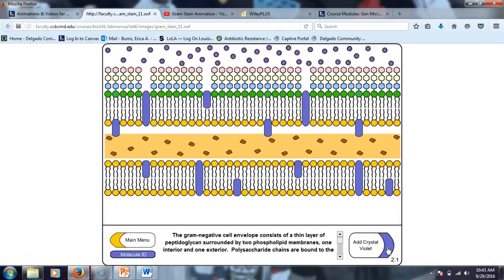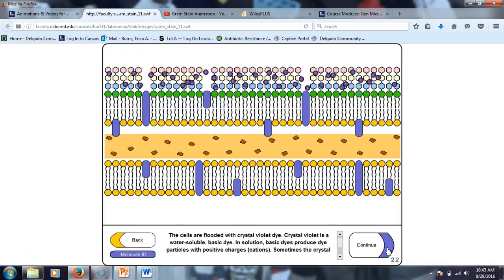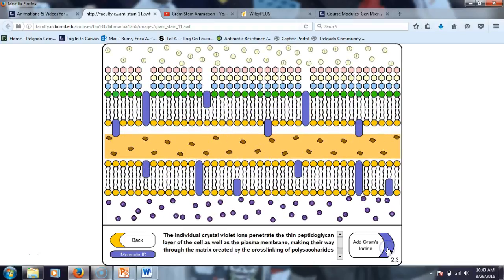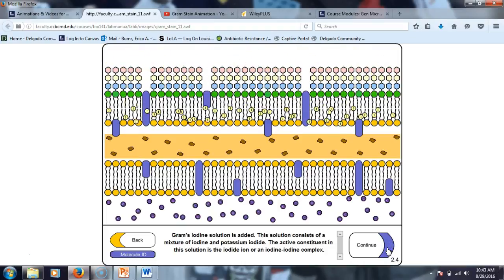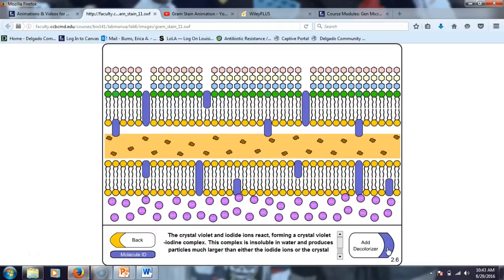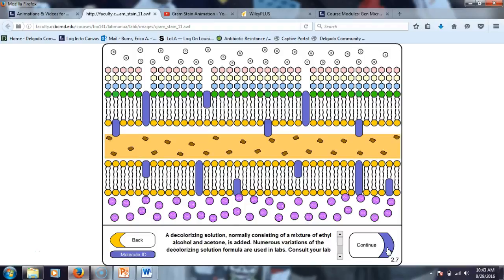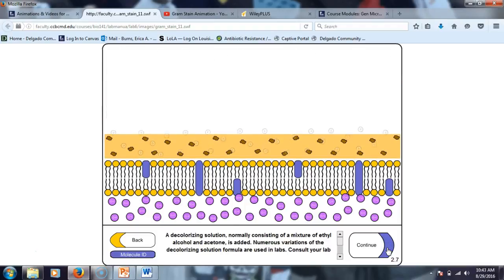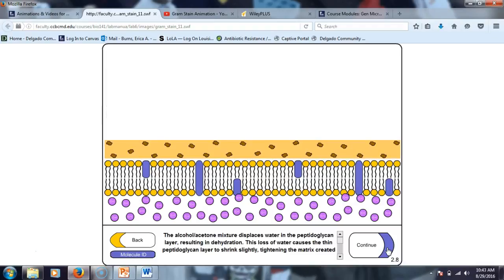So first step is always crystal violet, though. So it's going to go in, right? They're going to be purple. We're going to add the iodine. It's going to attach. Make it bigger. They're still going to be purple. Okay, decolorize. We're going to get shrinkage? Yeah. But what else is going to happen? Watch. Decolorize. We lost a whole layer.